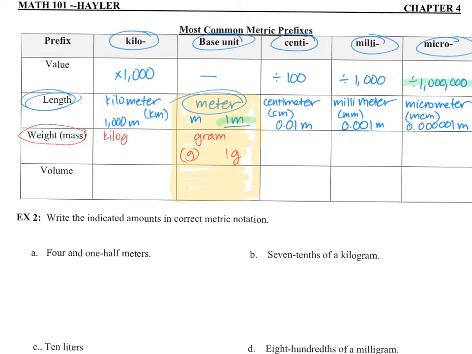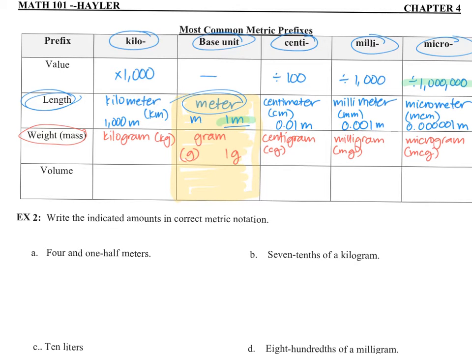Let's go ahead and write it down. This would be kilogram, centigram, milligram, and microgram. Okay, the abbreviations for all of these. The abbreviation for kilogram is going to be kg. The abbreviation for centigram is going to be cg. The abbreviation for milligram is going to be mg. And the abbreviation for microgram is mcg.